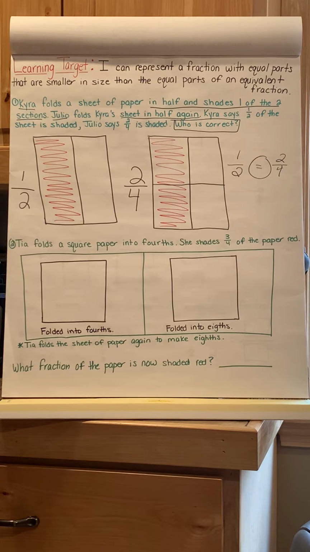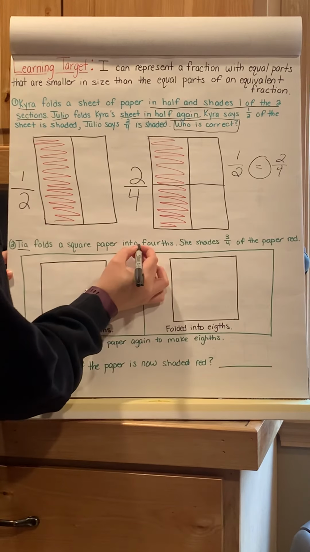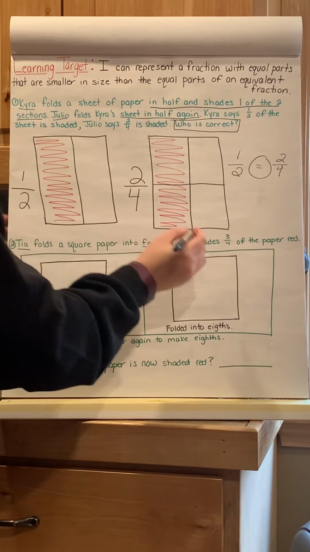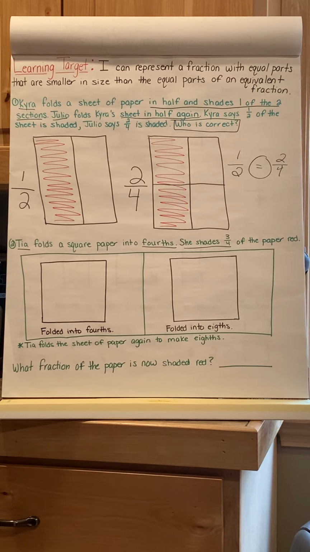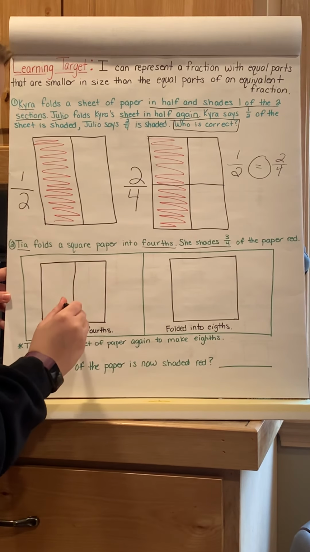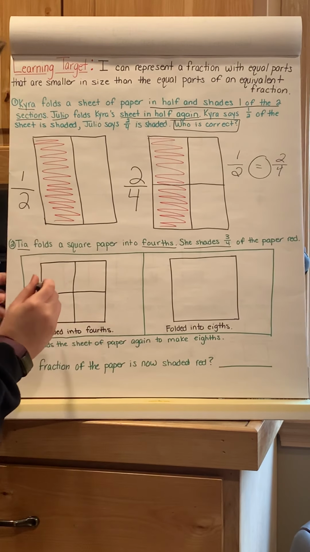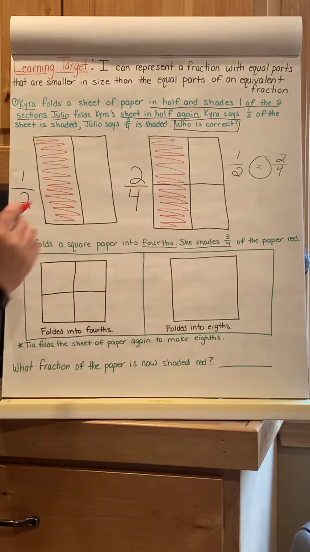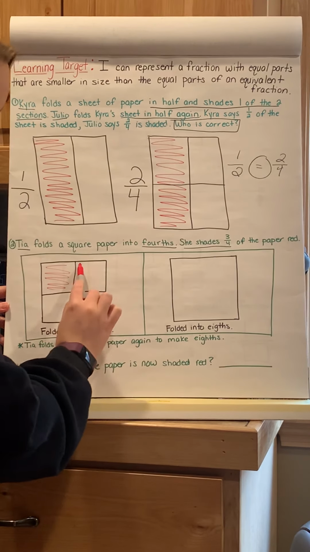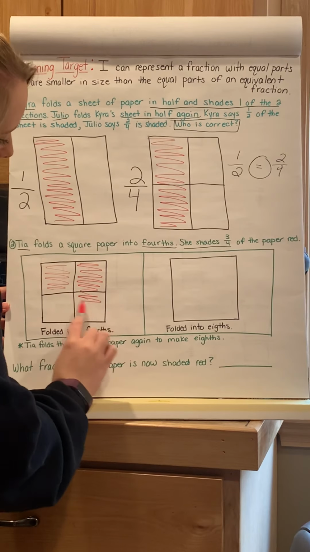Now let's look down at question 2. Tia folds a square paper into fourths. So she folds it into fourths, and then she shades 3/4 of the paper red. So looking down here, it says here's the paper that she folds into fourths, but then they have us fold it into eighths. So let's work with our fourths first. 4 equal parts, 3/4 are shaded red.